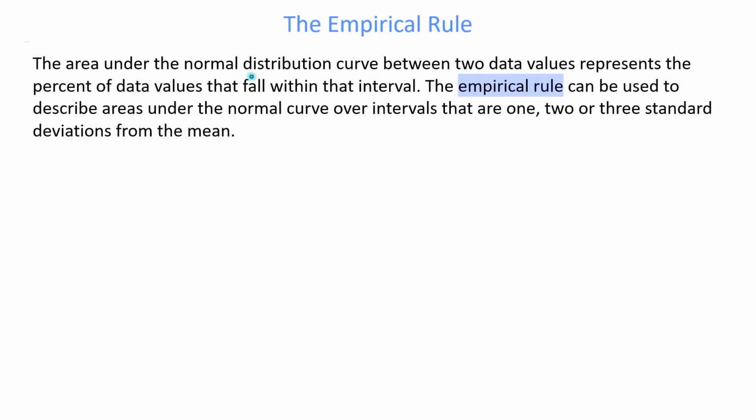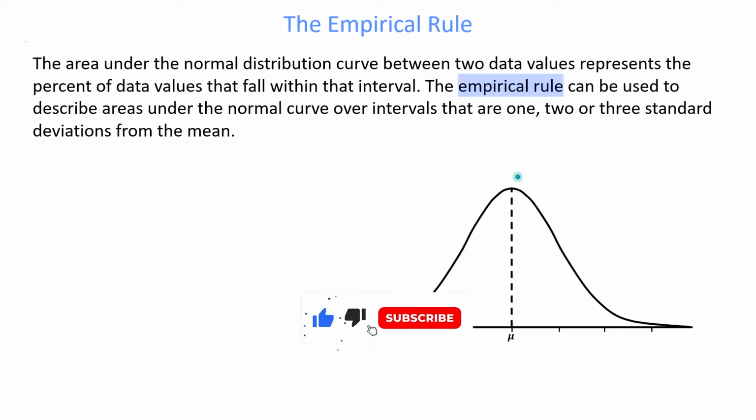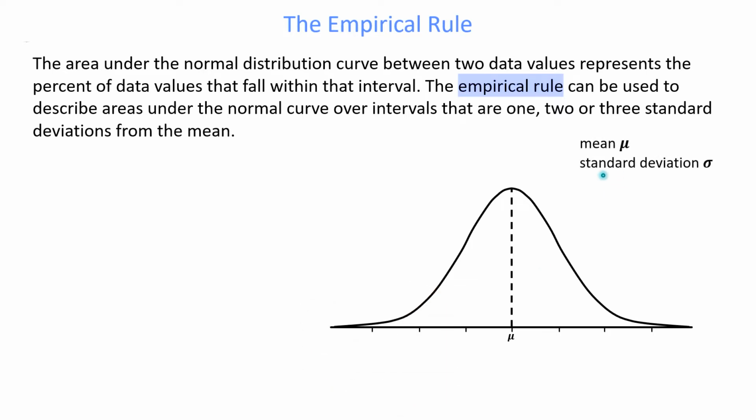The area under the normal distribution curve between two data values represents the percent of data values that fall within that interval. The empirical rule can be used to describe areas under the normal curve over intervals that are 1, 2 or 3 standard deviations from the mean. Now let's try to make sense of this using this diagram here. In a normal distribution with mean mu and standard deviation sigma, we can see that the mean is located at the center. If we add one standard deviation to the mean and subtract one standard deviation from the mean, we get the following interval.